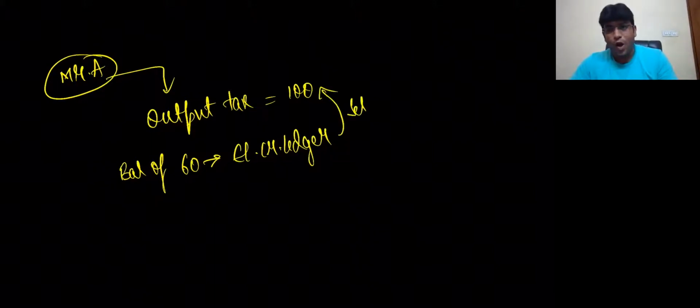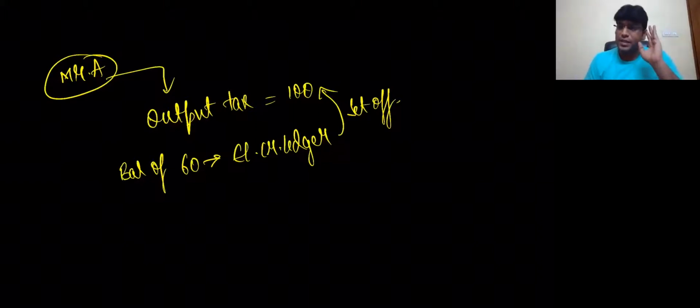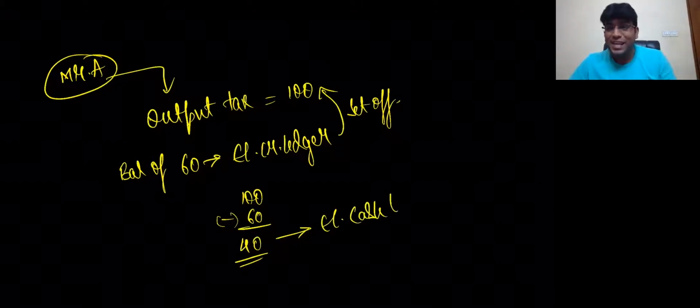This fact we all know: whatever balance we have in the credit ledger, we use it for set off against our output tax liability. This is a fundamental fact which everybody knows. Now, out of that 100 rupees, when I set off 60 rupees, the balance 40, whatever I have to pay, I will pay using my electronic cash ledger.